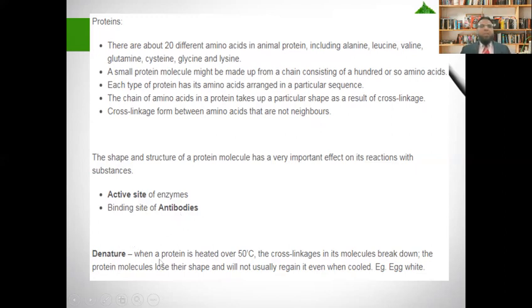Now, denaturation. You know that all sorts of protein, especially enzymes, work at a specific temperature. If you study human beings, their optimum temperature is 37 centigrade. When a protein is heated over 50 centigrade, the cross-linkage in its molecules breaks down and the protein molecule loses its shape and will not usually regain it when cooled. For example, if you give a high temperature to egg white, it is going to shrink.